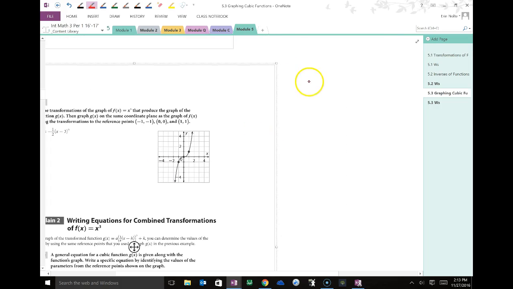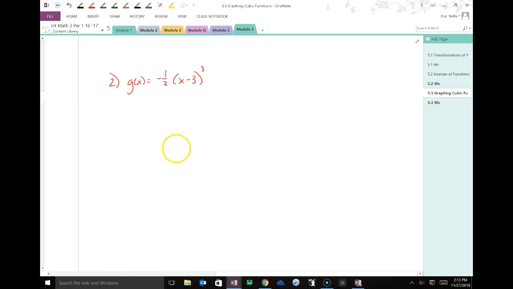So we're going to graph, this will be example 2, g of x, they call this one -1/2 (x - 3)^3. Okay, so again, we're just graphing. I would like for you to list the vertex and the 2 additional points to do this. First we're going to talk about the translation. If I have a -3 inside the parentheses, what direction is that moving? Okay, so we have a movement to the right 3.